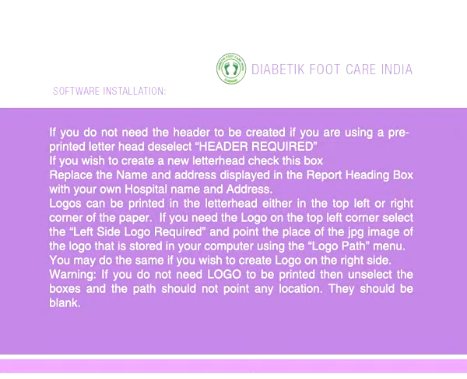Logos can be printed in the letterhead either in the top left or right corner of the paper. If you need the logo on the top left corner, select the left side logo required and point to the place of the JPEG image of the logo that is stored in your computer using the Logo Path menu. You may do the same if you wish to create a logo on the right side. Warning: if you do not need a logo to be printed, then unselect the boxes and the path should not point to any location. They should be blank.